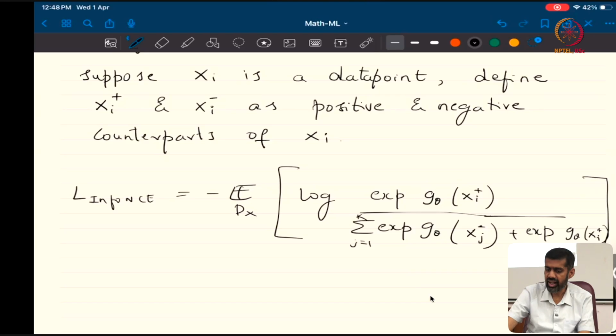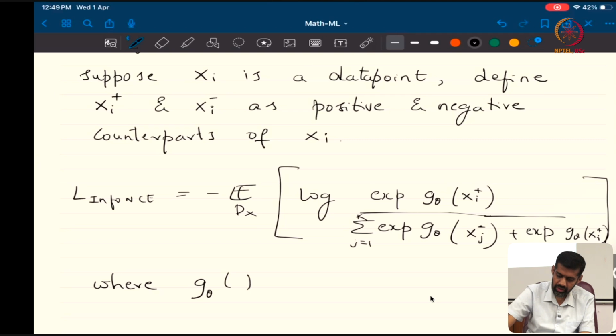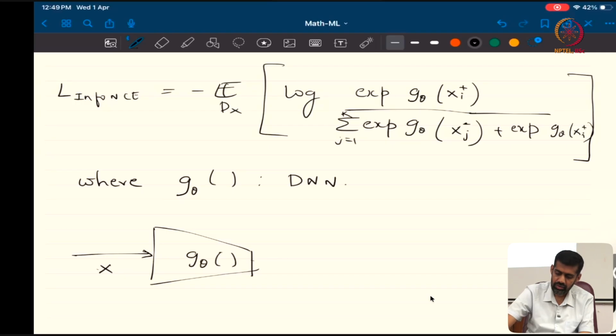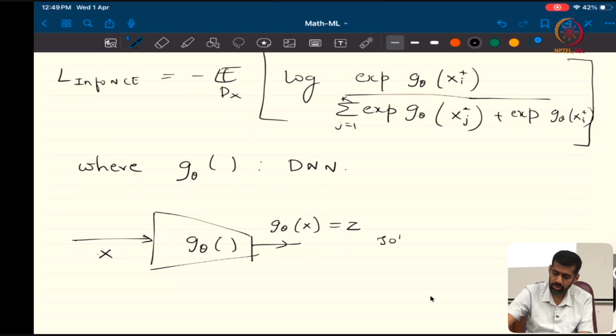You see this, okay, and this is the usual softmax where g theta is typically a neural network, right, it can be a deep neural network. So, what is happening here is that you take a neural network, give x as an input and there is g theta and you get this g theta of x, you can also call this as some z, which is the representation, okay, and then you have a softmax on top of it.